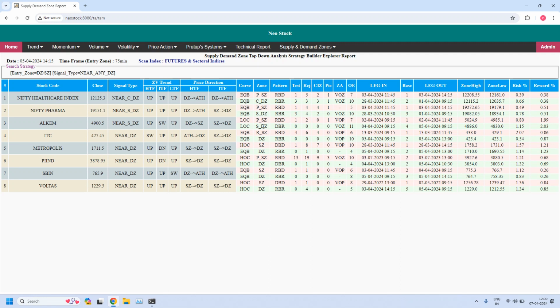Next one, Alchem. This is a high liquidity demand zone and it is a fresh zone. So you need to fine tune the zone and check the quality of this zone. If you find a fresh fine-tuned 5-minute zone, you can plan a trade. That means we got only one high liquidity demand zone from the 75 minutes time frame.